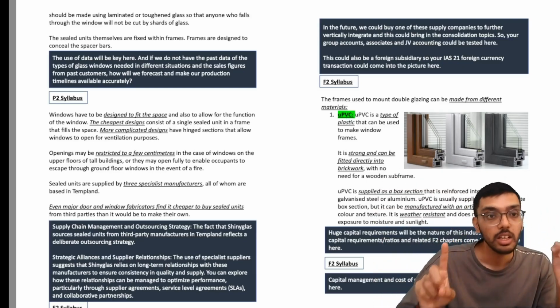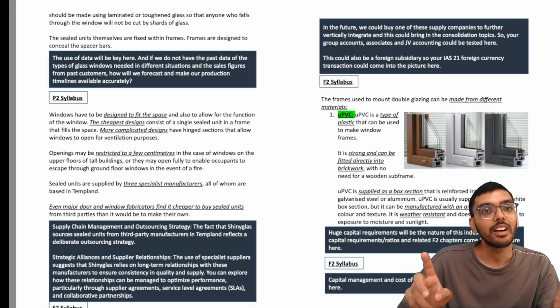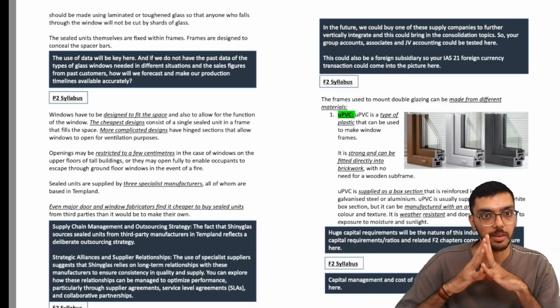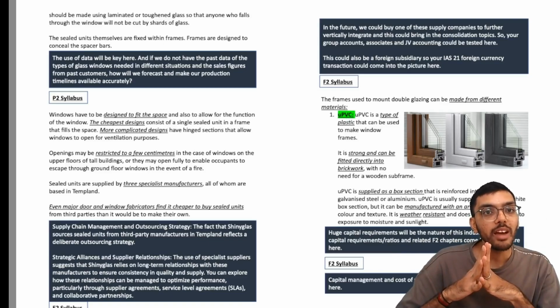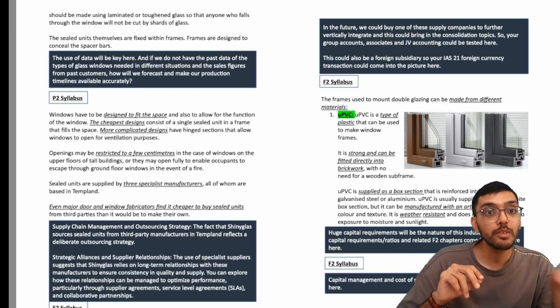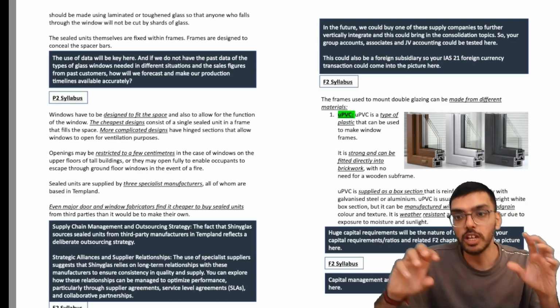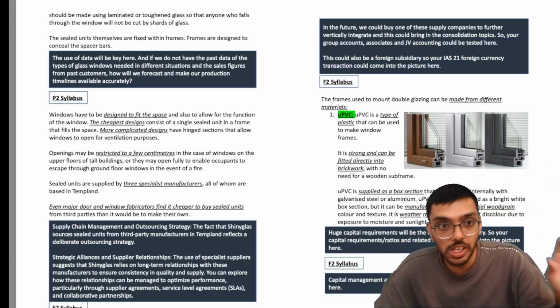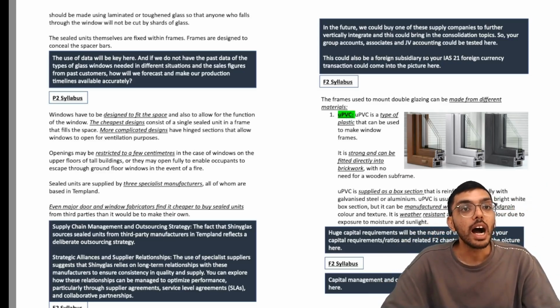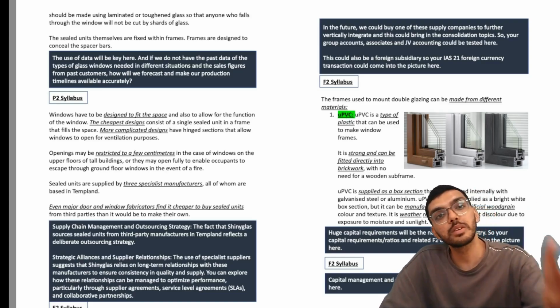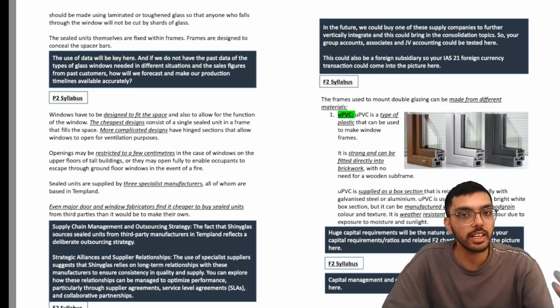Important will be the use of data over here in this business. Because if we do not have past data of the types of glass windows needed in different situations, the sales figures from past customers, the historical trends in this market, how will we forecast and make our production timelines available accurately? So the use of data in production is very important, and I've just given you an example of why it is important.